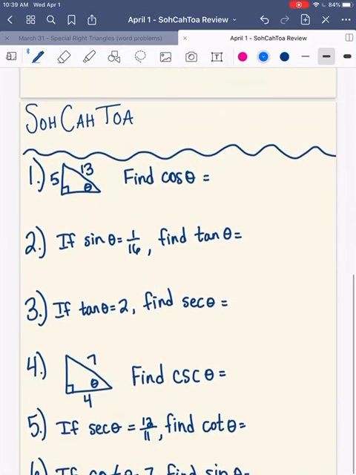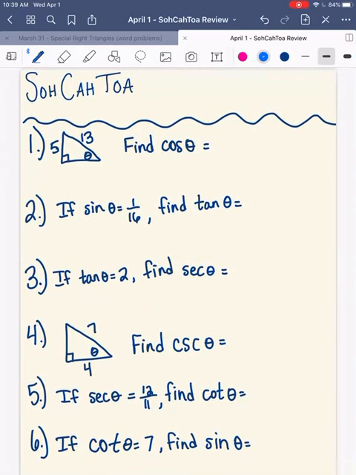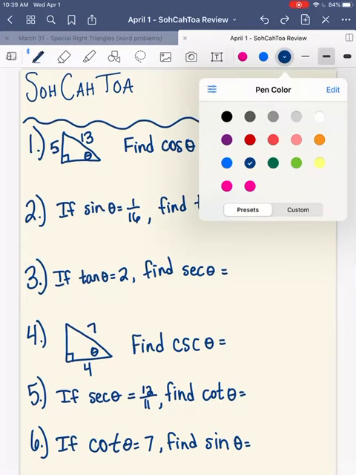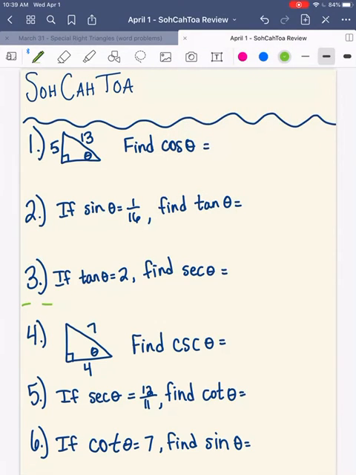Okay, so now let's move on to our SohCahToa review, all right? I'm going to do 3 problems with you, and then you're going to do the last 3 on your own. Okay, so let's start by refreshing our memory on what SohCahToa means. So SohCahToa means sine is opposite over hypotenuse. Cosine is the adjacent over the hypotenuse, and tangent is the opposite over adjacent.